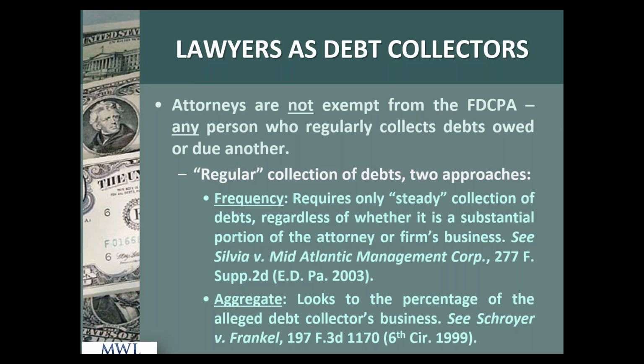It takes a broader approach and, in my opinion, the more reasonable theory. So it looks to the percentage of the alleged debt collector's business. So in that case, it was the Schroyer versus Frankel case. The debt collection was only about 2% of the firm's overall practice. They had no full-time person working on debt collection, and it was only 7.4% of their annual cases at around the time that this decision was rendered. So the court stated, well, it didn't apply.